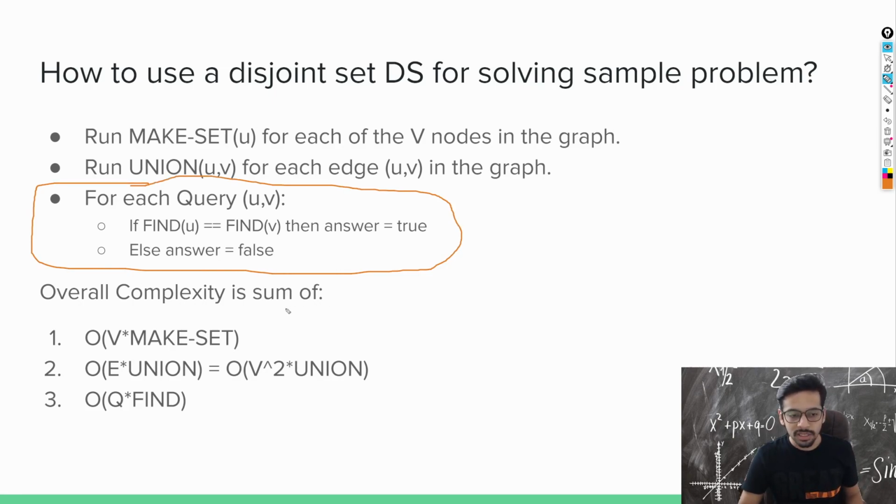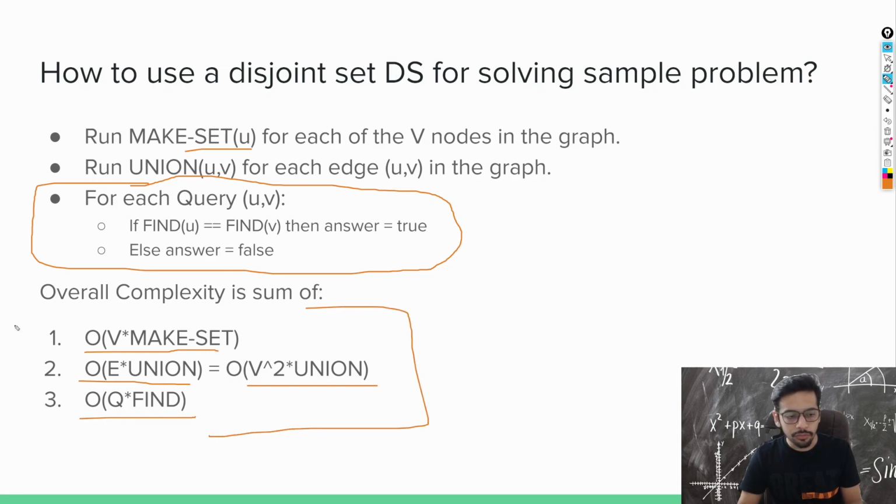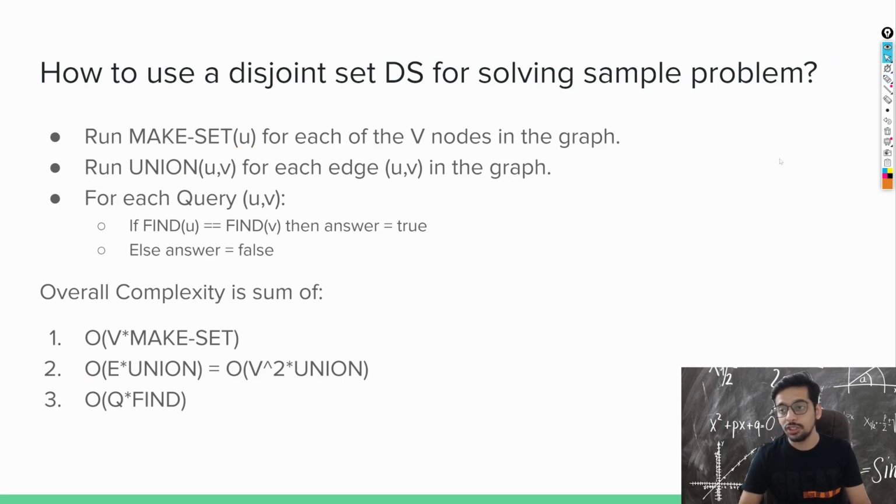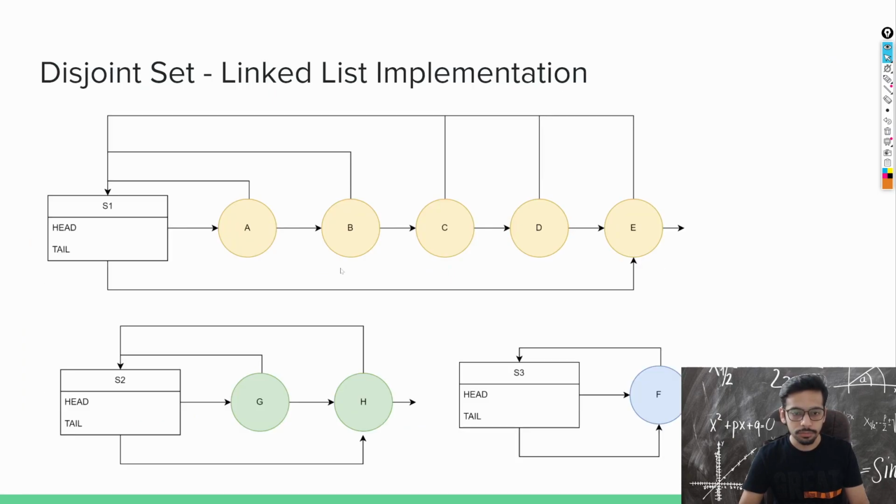Now, the overall complexity of this is going to be: you will run make set V times, then you're going to run union E times, the number of edges, and you're going to run find the number of queries times, so Q times find. So that gives us the time complexity overall using a disjoint set data structure. We need to find out what is the best we can achieve for make set, union, and find. Let's go to one implementation of a disjoint set data structure.